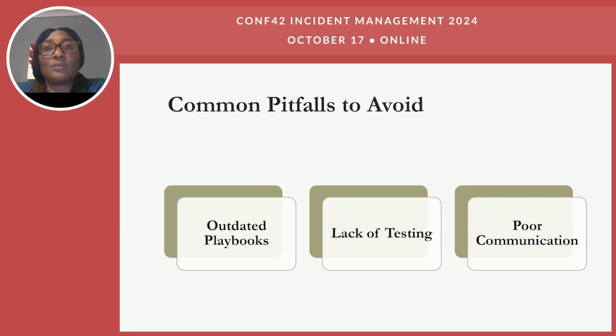Then you have lack of testing, where processes or tools are not tested to validate their effectiveness in detecting those abnormalities, those incidents. It can be an issue, and that should be avoided. And then we have poor communication, where there is no proper definition of communication metrics. It becomes a challenge because you wouldn't know who to escalate to. So the chain of communication becomes a challenge. So that needs to be avoided.